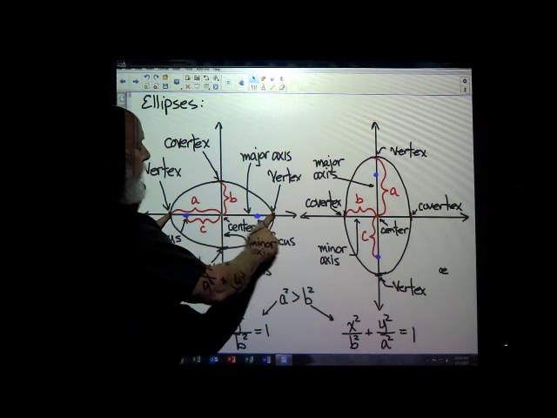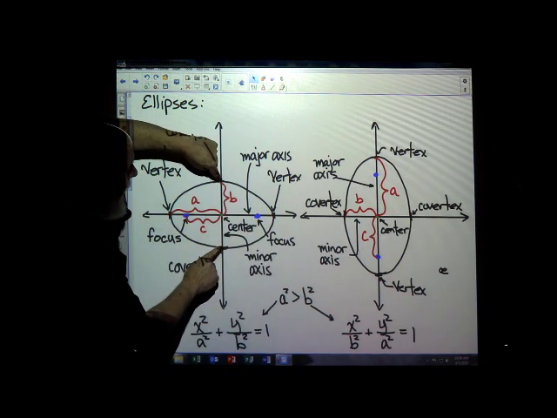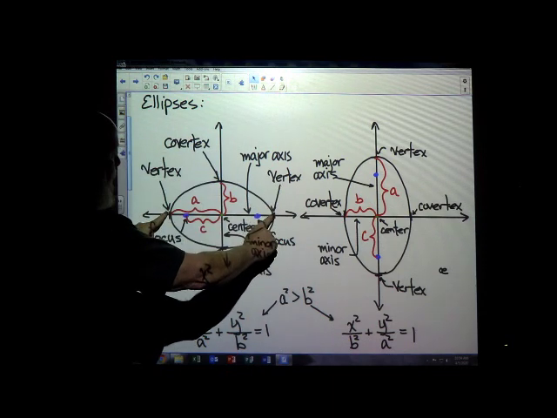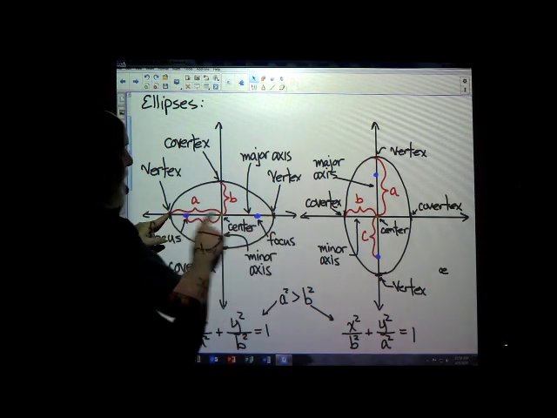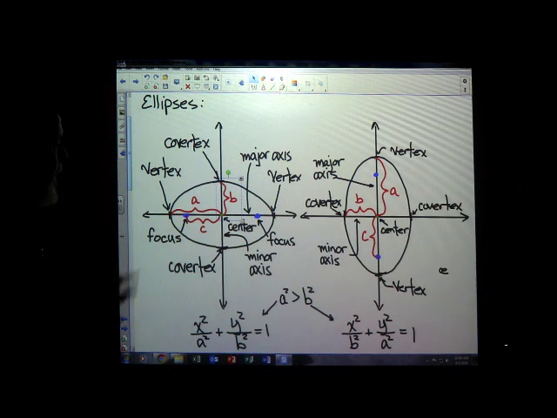This is the major axis. This is the minor axis. The covertices are on each end of the minor axis. The vertices are on each end of the major axis. The major axis cuts it in half the long way. The minor axis cuts it in half the short way.